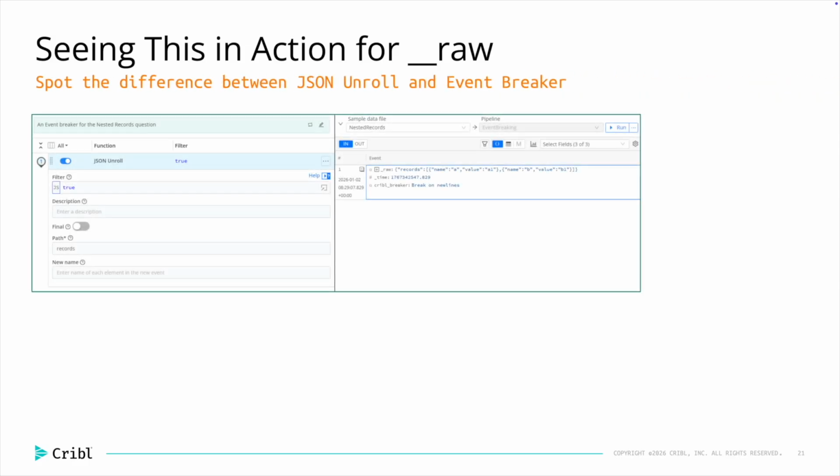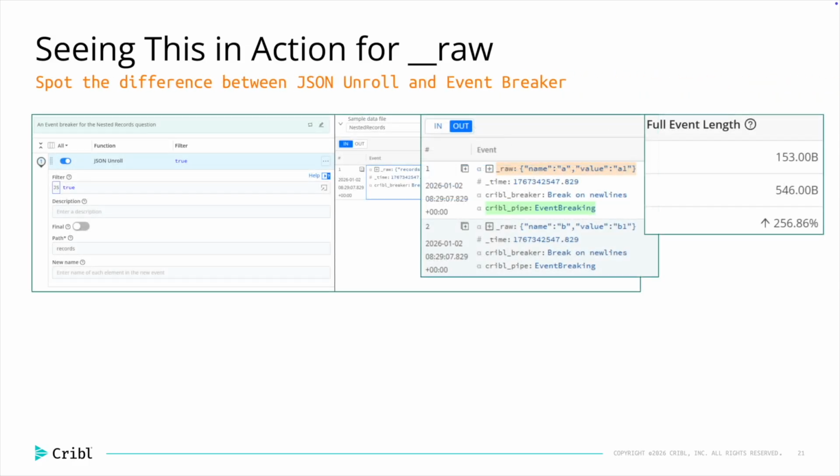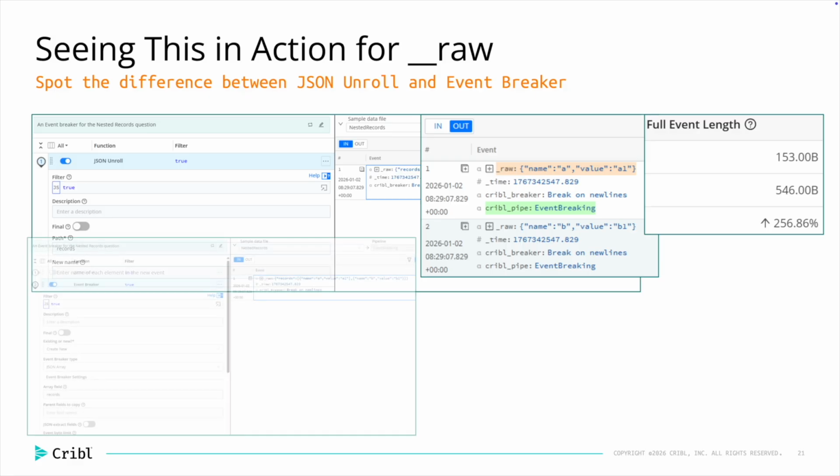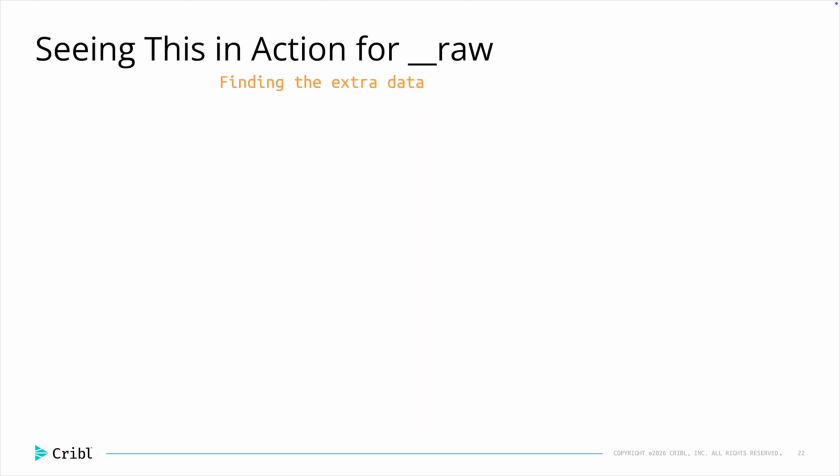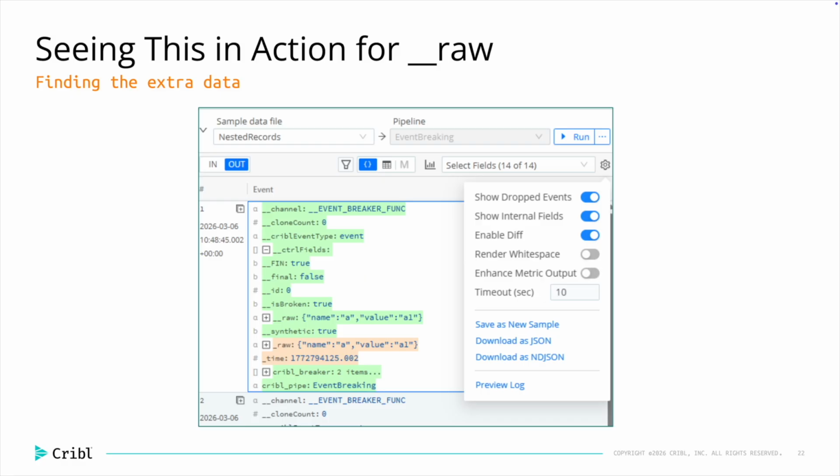In these screenshots, we can spot the difference between JSON unroll and event breaker. Here at the top, you can see the JSON unroll, and over on the top right, the full event length. At the bottom, you can see the event breaker, and again, on the bottom right, see the full event length. Now let's see how we can go about finding the extra data. In this screenshot, you can see a sample data file is being tested in the event breaking pipeline. Toggling on Show Internal Fields and Show Dropped Events will display any internal fields or any dropped events, in this case, such as _raw, that might be adding to that full event length.